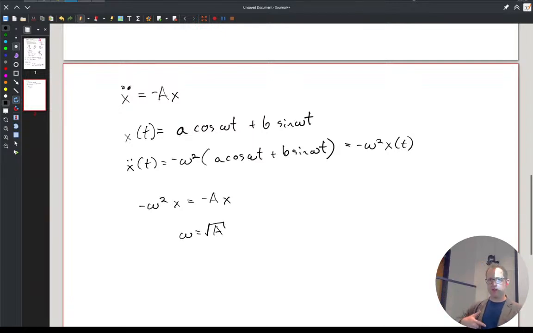And then I can plug in, and usually a is g over L or k over m, some kind of stiffness per mass number or something like that.